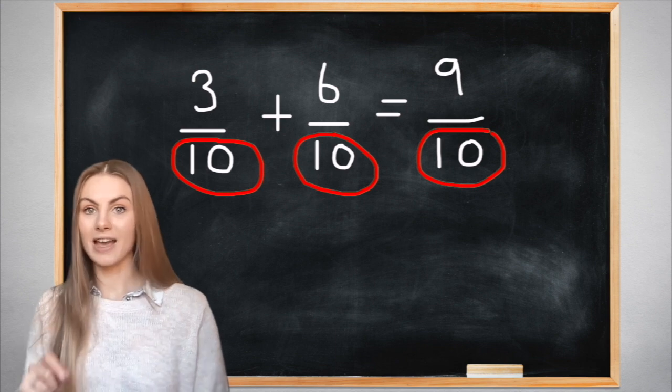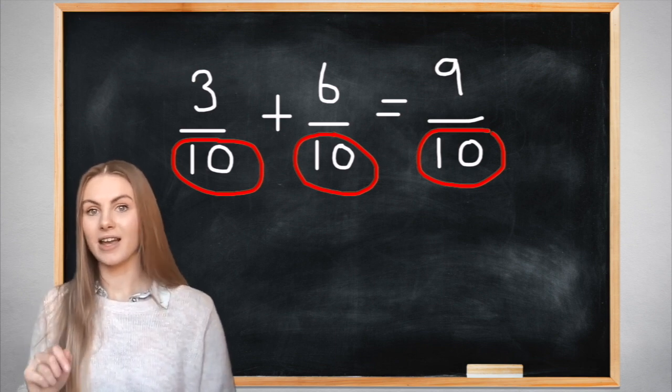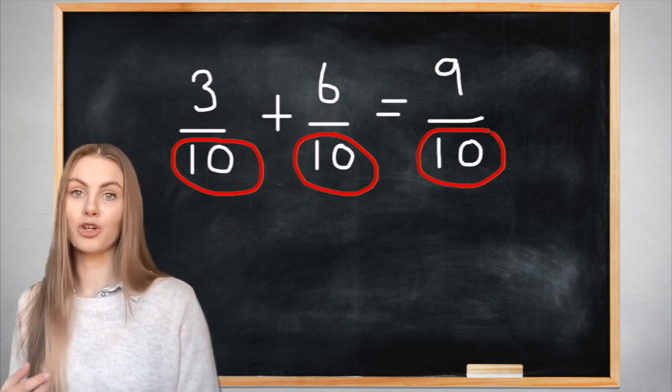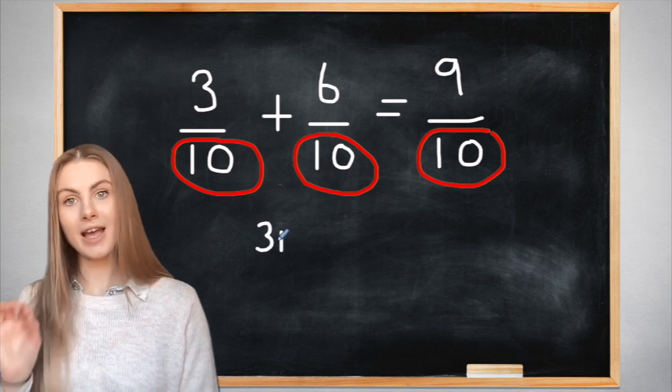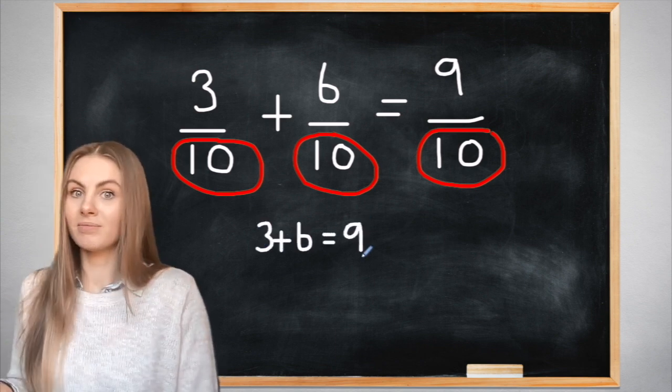So when you've got 3 tenths and you add 6 tenths, all you need to do is keep the denominator the same and then you just do 3 add 6, which we know is 9.